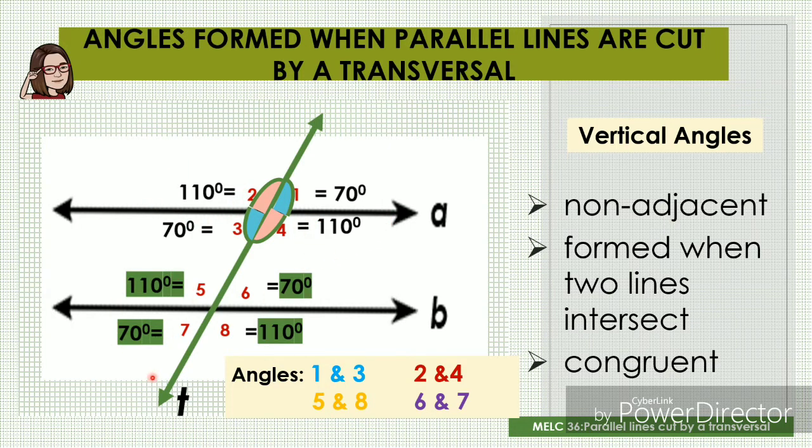So, now we go down here. When line B and line T crossed, we formed another two pairs of vertical angles. They are 5 and 8, 6 and 7. Do you follow?